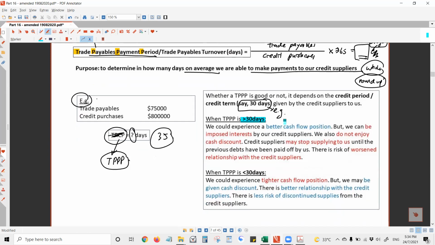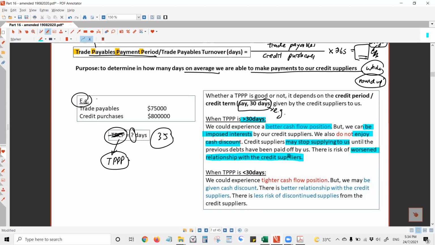But there's one advantage. You would experience better cash flow position because when you keep delaying payment to the supplier, it means that you are indirectly borrowing this amount of money for a short period of time. So you would experience better cash flow position, but suppliers will charge us interest, which is bad, and we don't enjoy cash discount, which is bad. Suppliers may stop supplying to us because they get angry, and our relationship with the supplier would become worse.